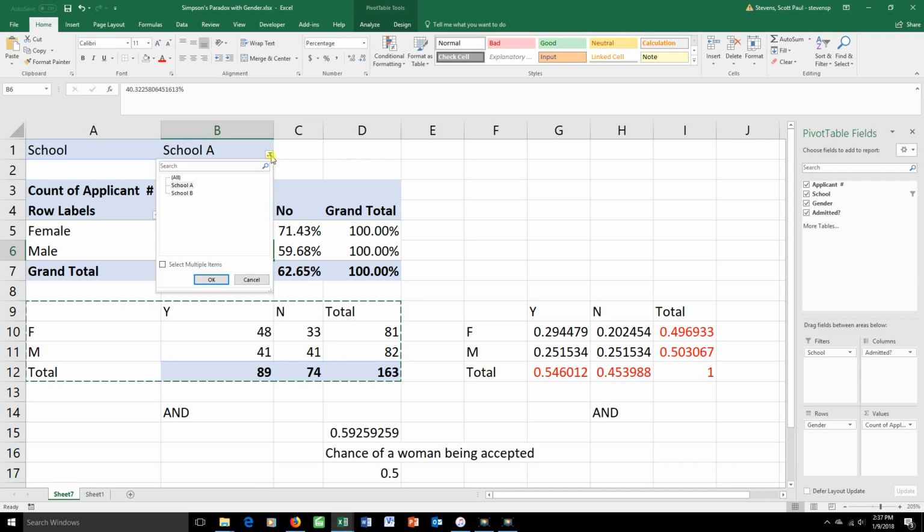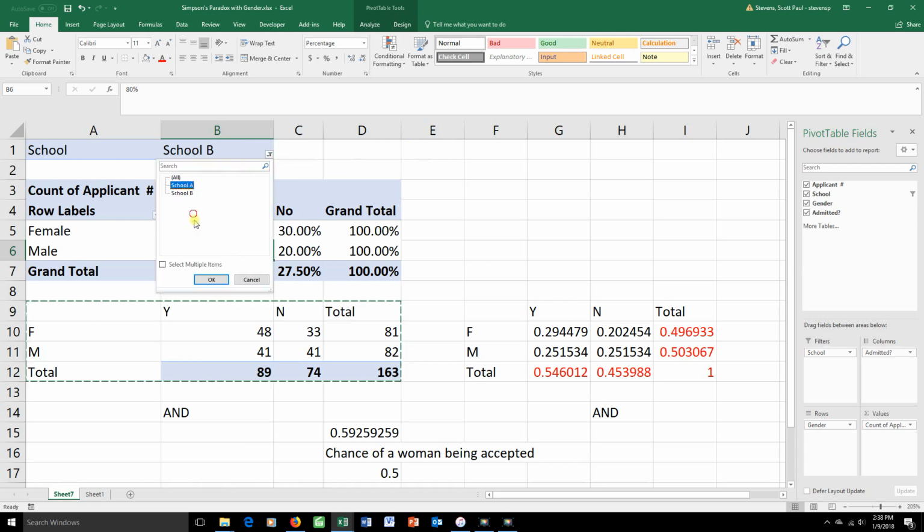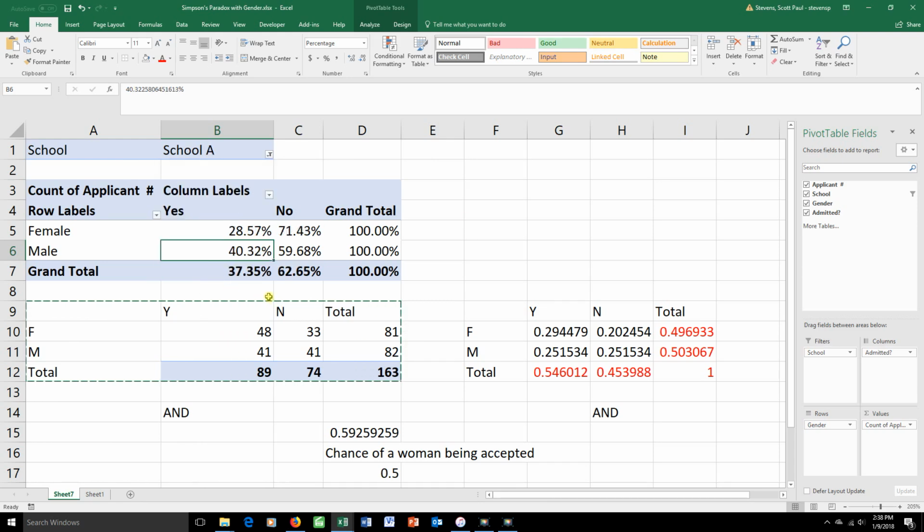Well, what happens at school B? Here are the same numbers for school B. Who seems to be favored at school B, men or women? Well, the situation at school B looks better for both genders, a 70% acceptance rate for women, an 80% acceptance rate for men. But again, men are preferentially accepted over women. So, did you hear what we just got? If we're talking about school B, men seem to have the best of it. If we're talking about school A, that's true too.